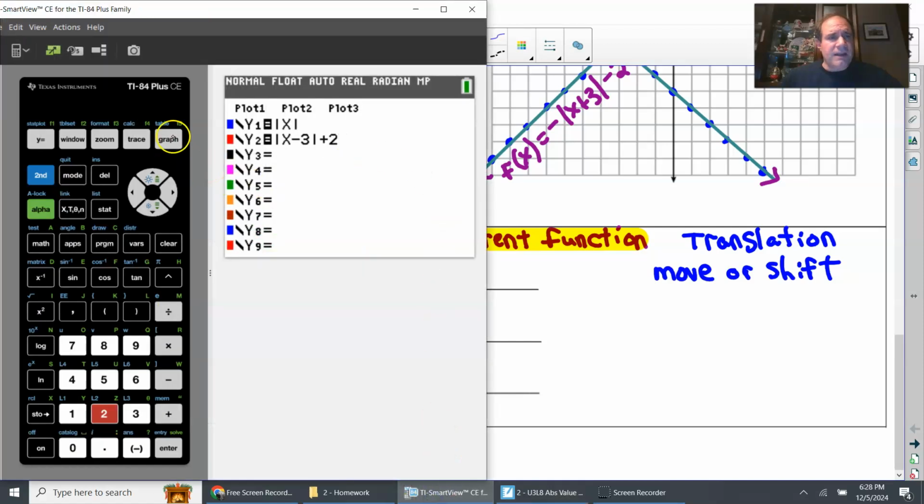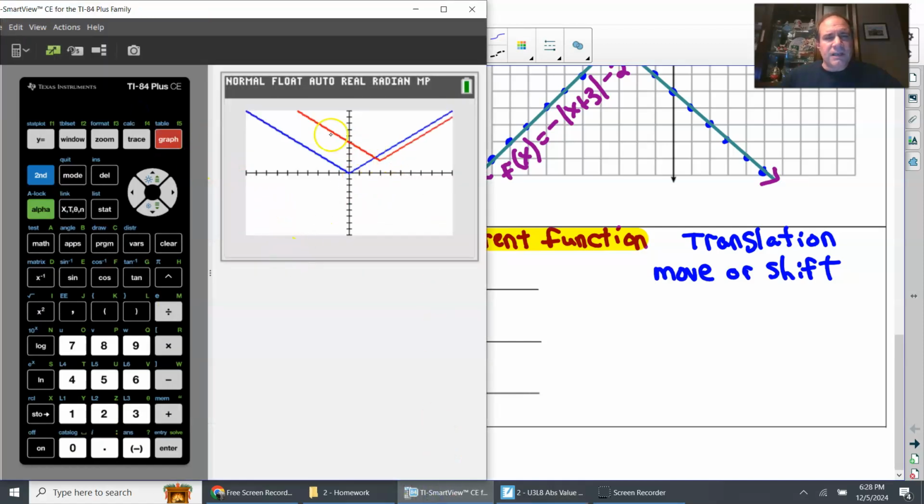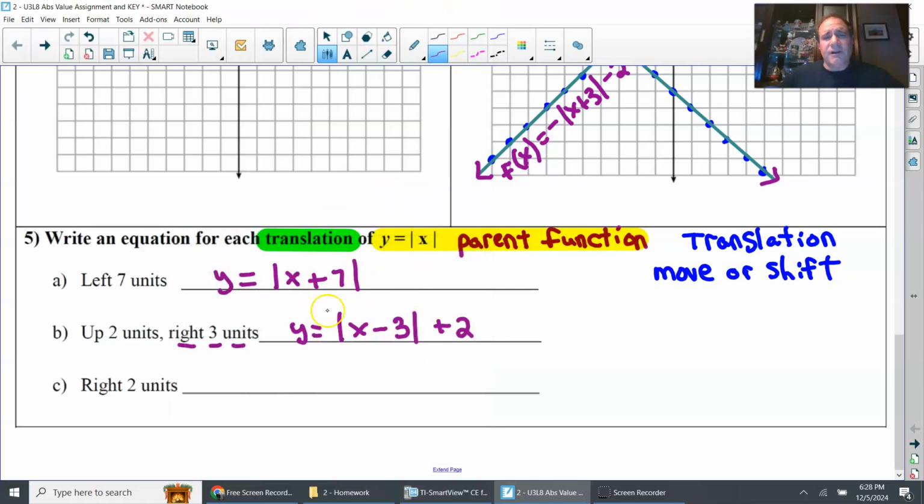So I'm going to press graph and look at the first function, and then look at the red. That's the second function. This blue is the parent function. So to the right 3 and up 2. And that's going from 0, 0 to the right 3 and up 2. So I am correct in writing that. Right? Again, you could do that for every single question.